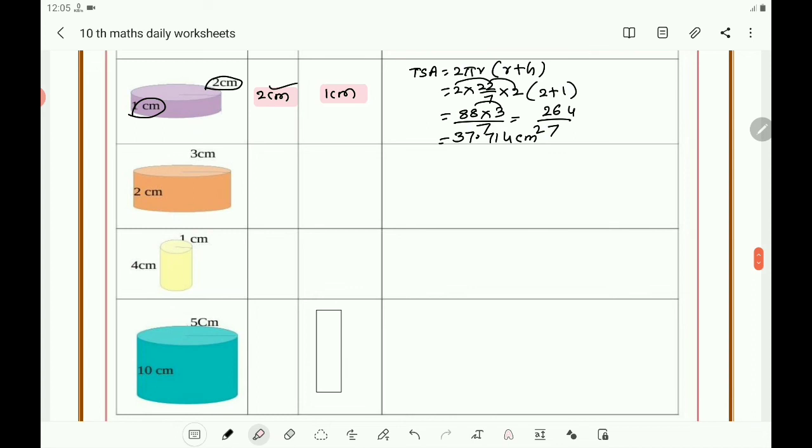Next cylinder, radius 3 cm and height 2 cm. Write the radius here, height here. Write the formula for the TSA of the cylinder and substitute the value of r and h. Next one, here you take r equals 1 cm and h equals 4 cm. Then you write the formula for the TSA of the cylinder. TSA equals 2 pi r into r plus h, and substitute the values of r and h and calculate.